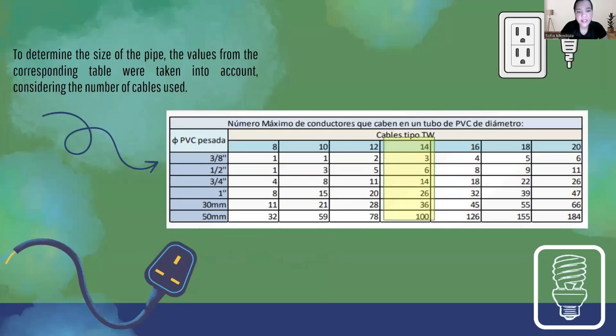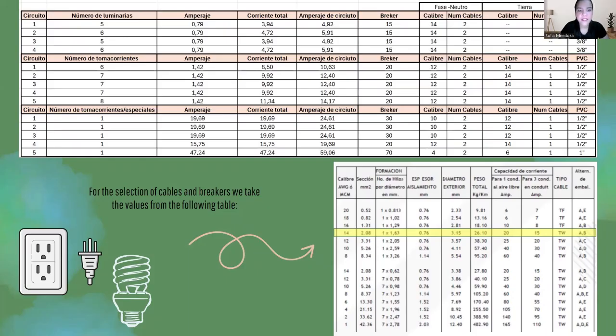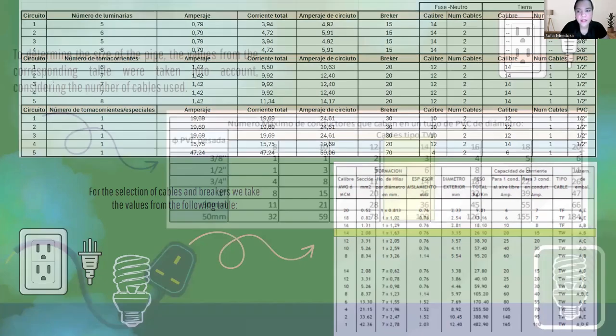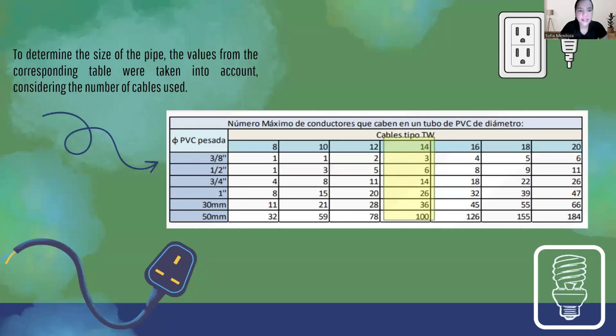For the selection of cables and breakers, we take the values from the following table. Next. For the size of the pipe, we take the values from this table, taking into consideration the number of cables used.